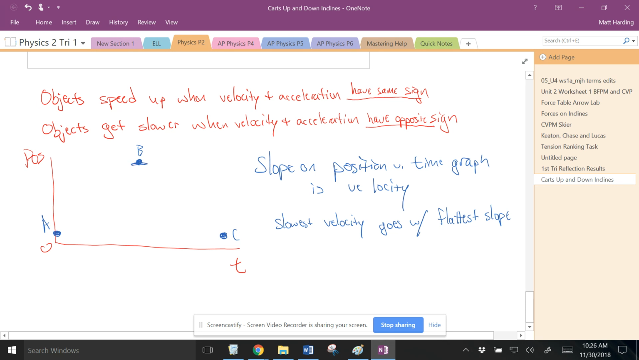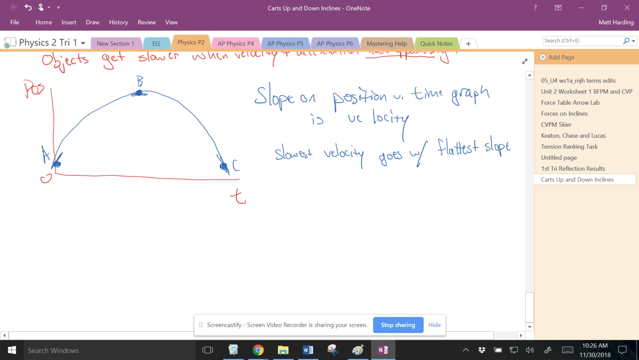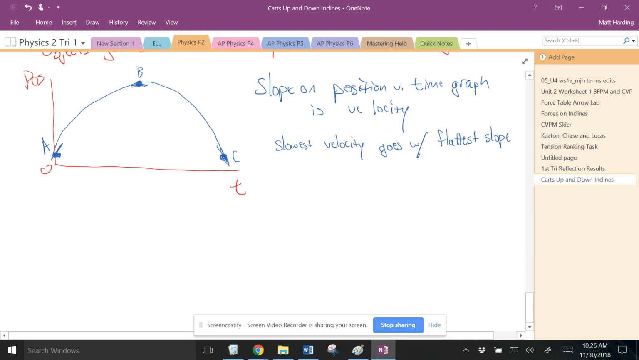And then where is it fastest? Well, that's at A and C, okay? So it's got to be steep here. It's got to be steep there. That's going to mean the position time graph has to have that shape to it. Now, if that's the shape of the position versus time graph, then we can double check this quick. Let's do it.